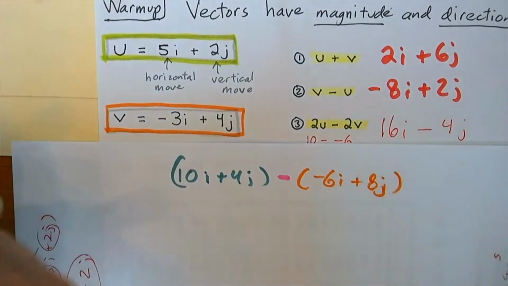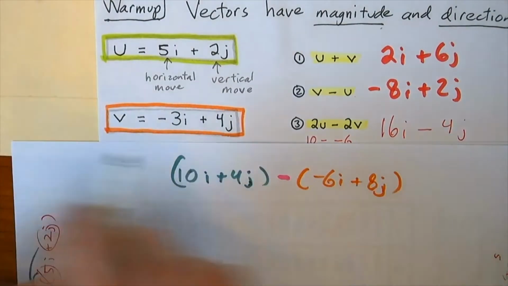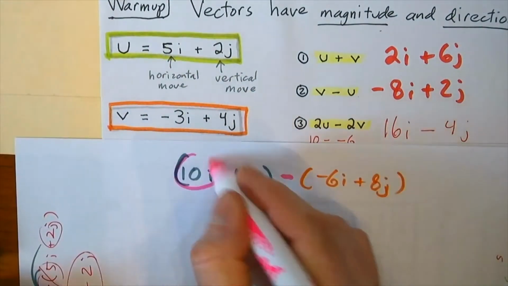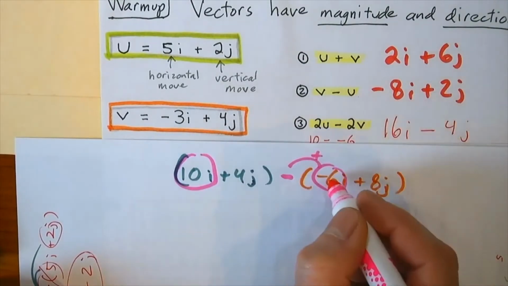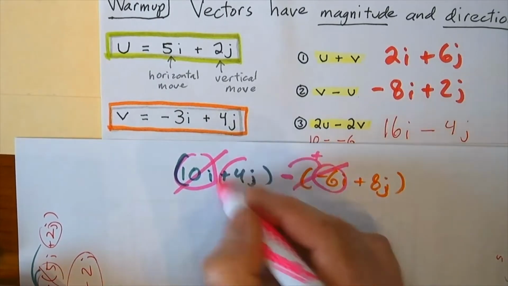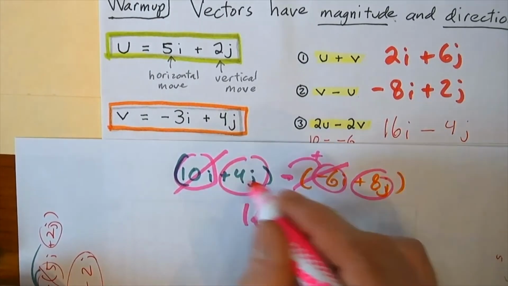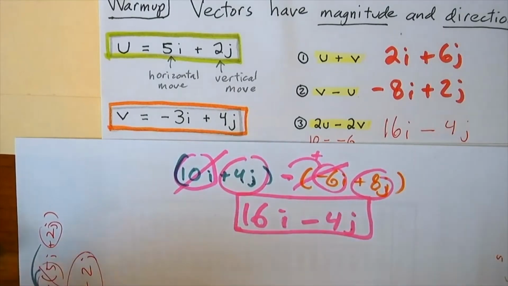Make sure your i's look different than your j's, and your u's look different than your v's. So now, putting this together, I got 10 minus a minus, that's actually plus, 10 plus 6, 16i. And then I have 4 minus 8, which is -4. So that's your resulting vector.